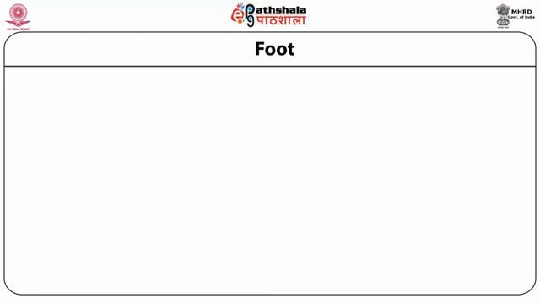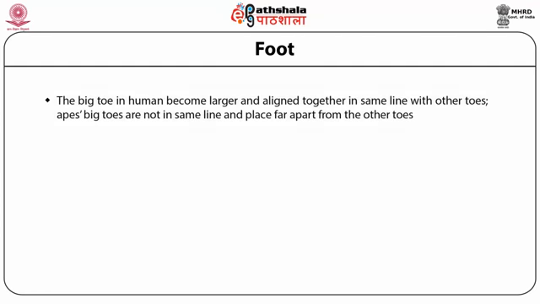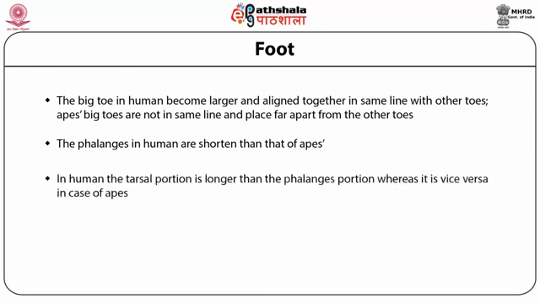To make this possible, the big toe in humans has become larger and aligned in the same line with the other toes. But in quadruped apes, the big toe is not in the same line and is placed far apart from the others. The phalanges in humans are shorter than those of apes. In humans, the tarsal portion is larger and longer than the phalanges portion, whereas it is vice versa in apes.